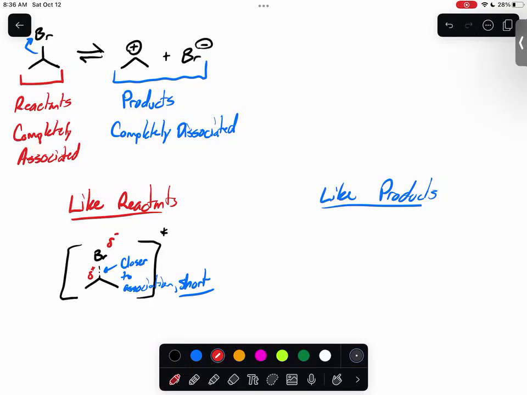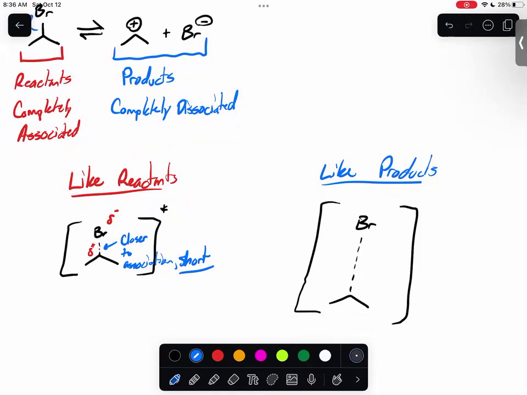Whereas the products, right, we'll draw this one very exaggerated. Essentially, that bond is going to be incredibly long, right? Because it's closer to dissociation, so it's going to be a long partial bond. Okay? So looking at this idea, Hammond's postulate is essentially telling us which one it's going to look more like.